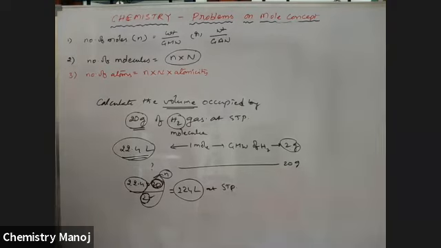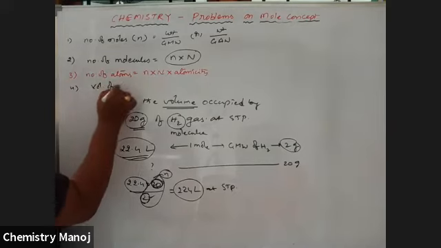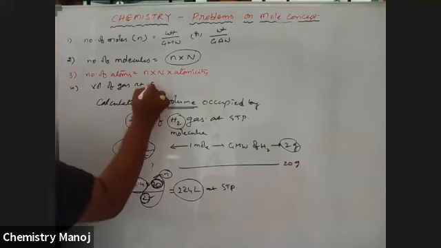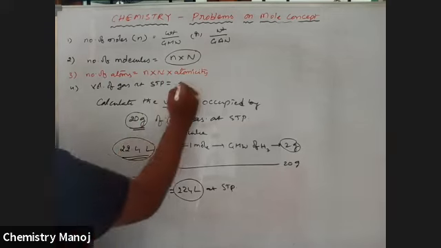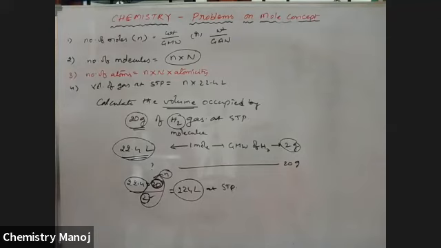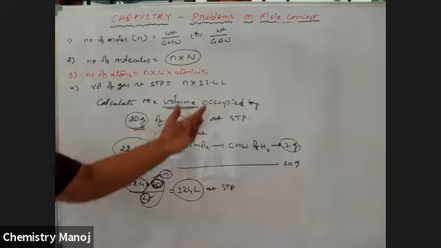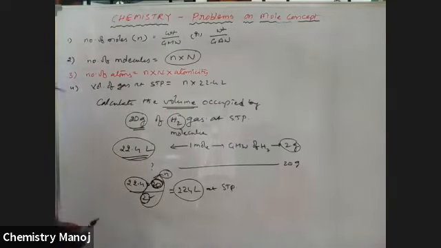And so therefore, the fourth one: volume of gas at STP is equal to small n into 22.4 liters. If you know small n multiplied with 22.4 liters, that gives the volume occupied by that gas, because n is the number of moles. One mole occupies 22.4 liters. 10 moles occupies 22.4 into 10. Okay, so this is one more.